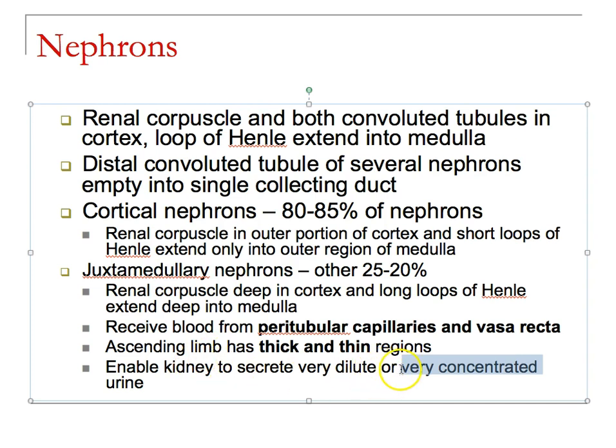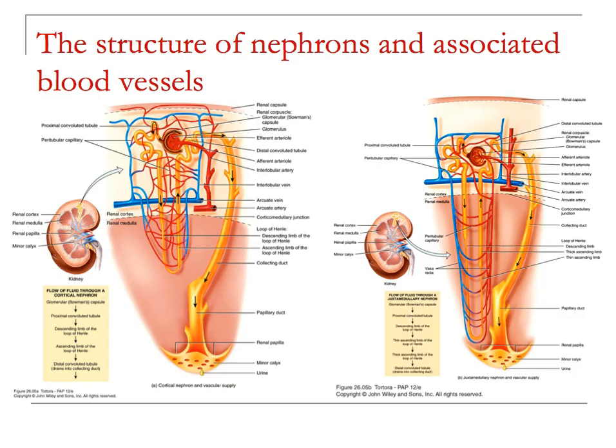And they are actually making either very dilute or very concentrated urine. So what do they look like? This figure's inside your textbook, okay? This is the one from the 12th edition. It's probably pretty similar to the one that you have.